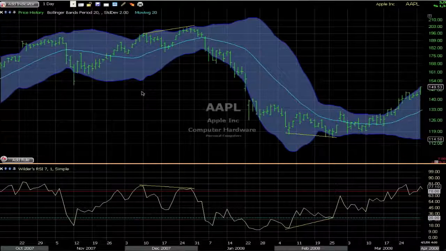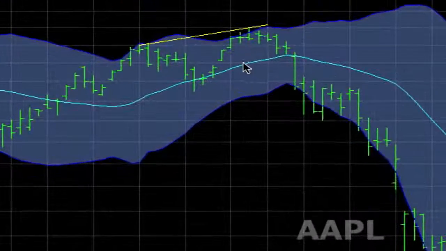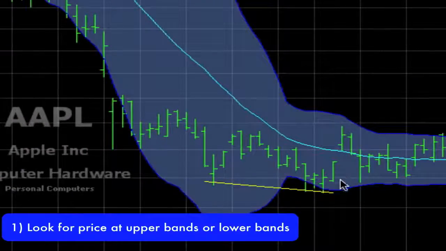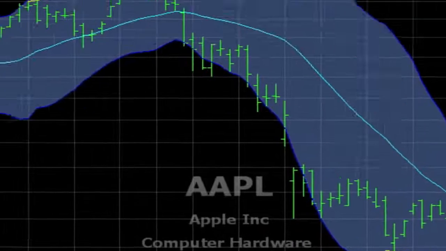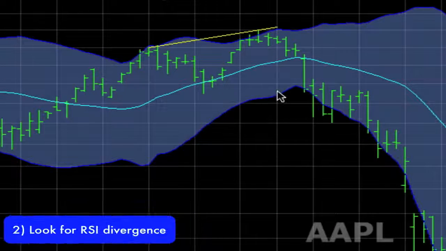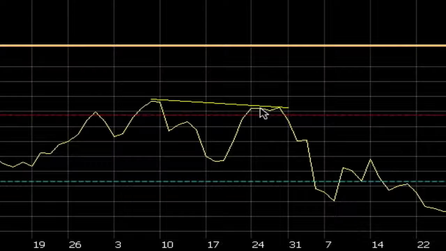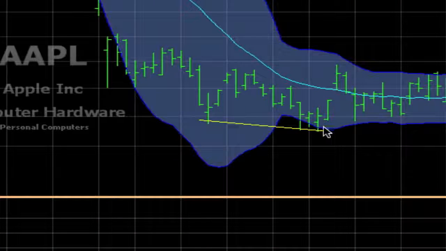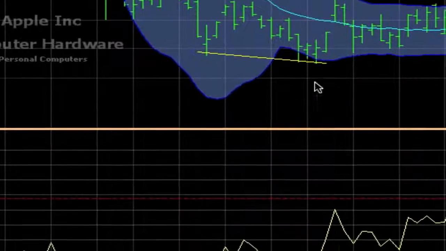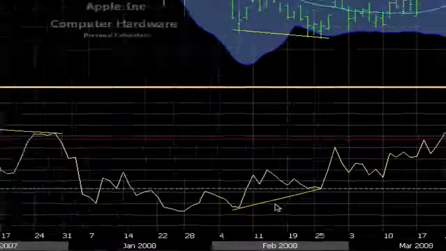Here's a Bollinger Band setup combined with RSI. First, I'll be looking at price at the upper Bollinger Band or at the lower Bollinger Band. Second, I'll be looking at RSI divergence. Price making a higher high, while RSI makes a lower high. Here price is making a lower low, while RSI makes a higher low.